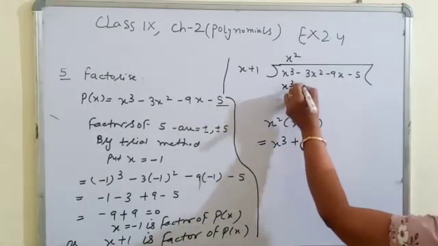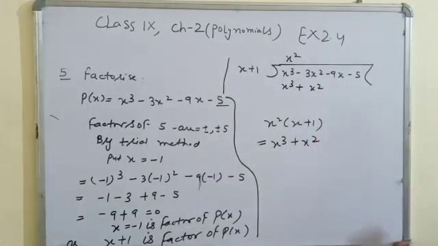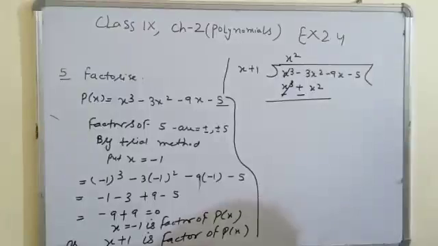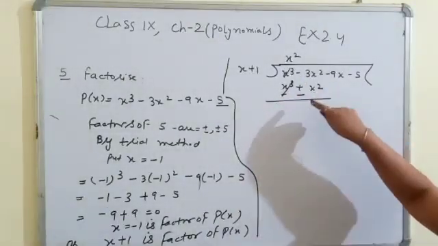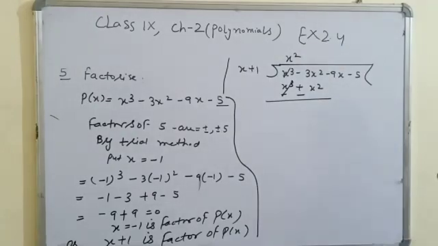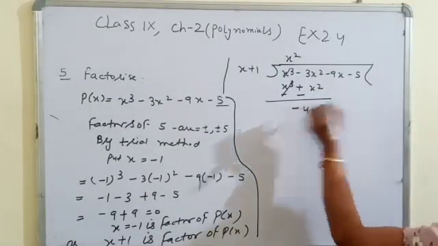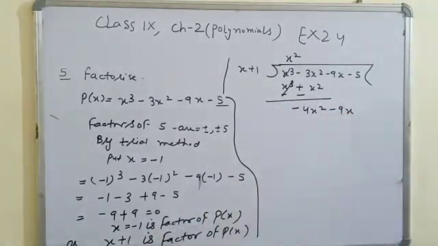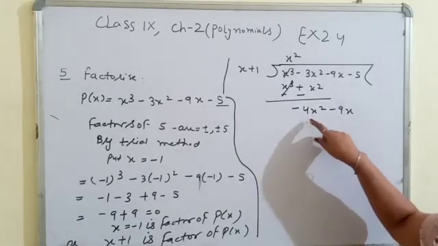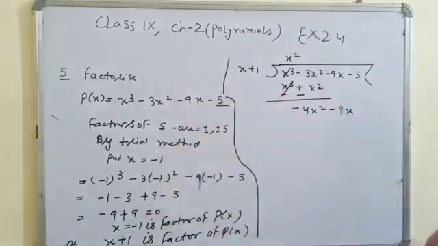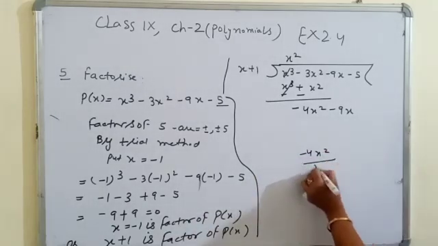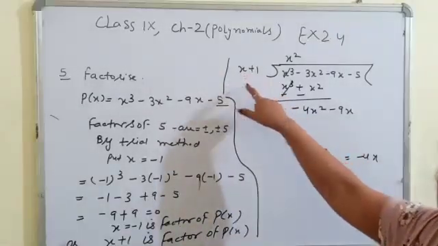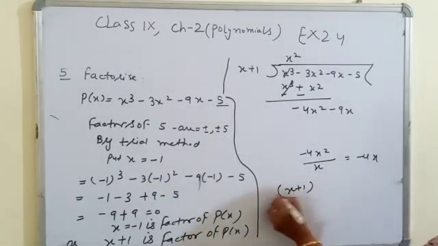So write it here. Now subtract it, change the sign: minus, minus, plus; x cube minus x cube is cancelled. Now these are like terms: minus 3x square minus 1x square is minus 4x square, and we are having the negative sign. So carry the other value, that is minus 9x. Now let's do the next step. We have to divide minus 4x square by x. The result is minus 4x.